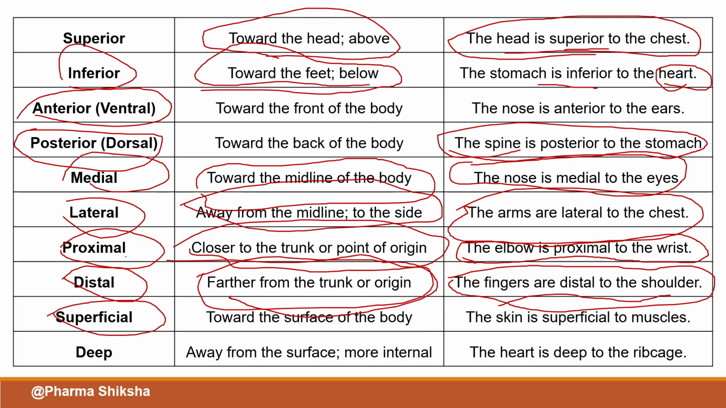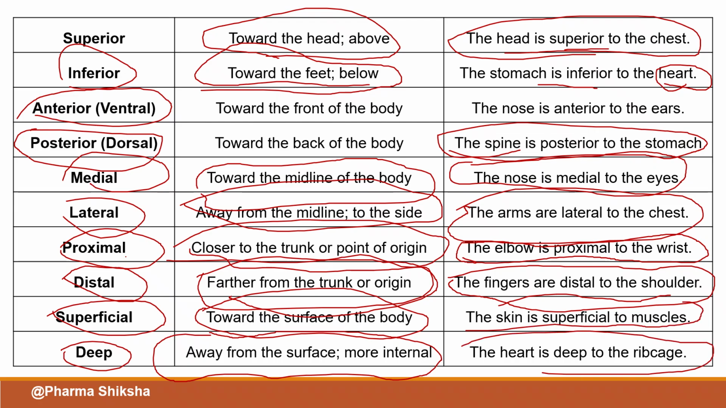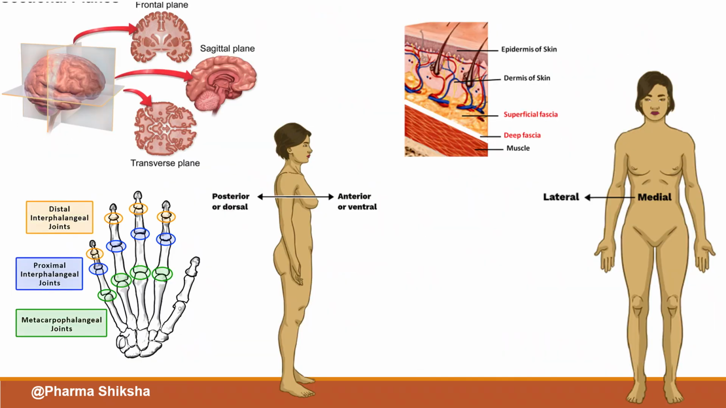Next one is superficial and deep. In the case of skin, superficial means the outside, towards the surface of the body. And deep means internal, very internal. So away from the surface, you can call it deep. For example, the skin is superficial to the muscles. The heart is deep to the rib cage. So these are the few terminologies which we normally use.